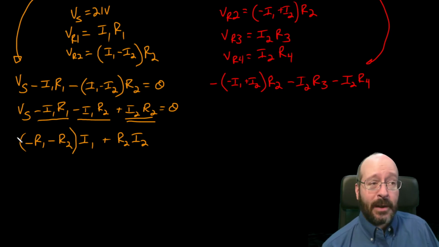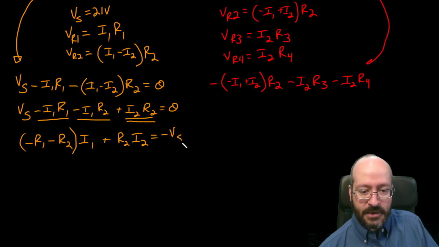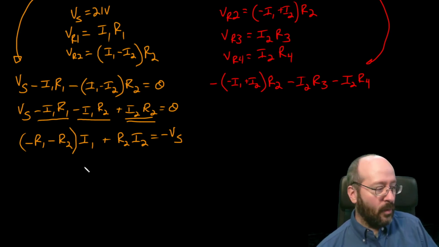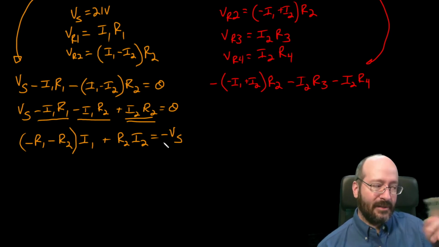The other thing that I'm going to do is move the constants over to the right-hand side of the equation. So I have VS over here, and I need to subtract it from both sides of the equation so that I get negative VS like that. Okay, so that's the format that we're going for. We have one term for I1 with a bunch of coefficients. We have one term for I2 with a bunch of coefficients, and all of our constants are on the right-hand side of the equation.